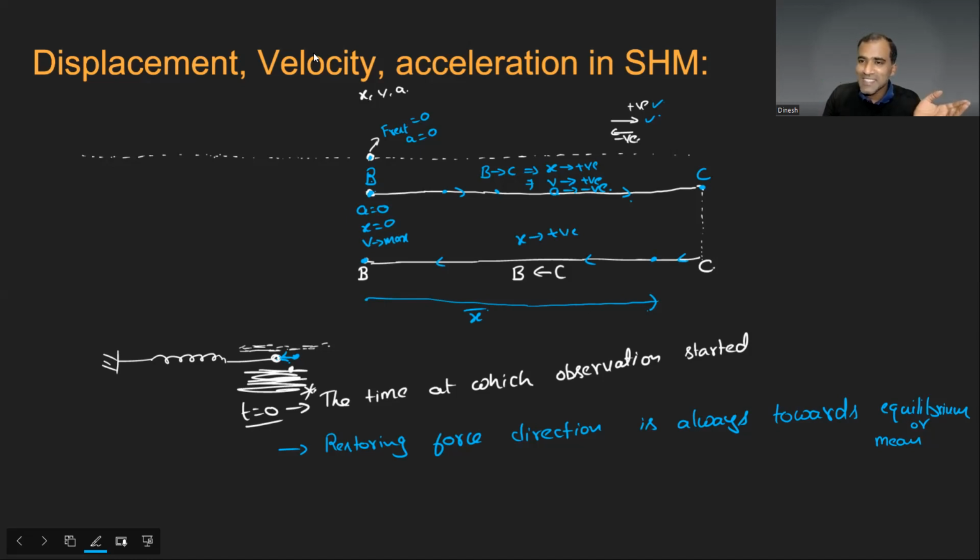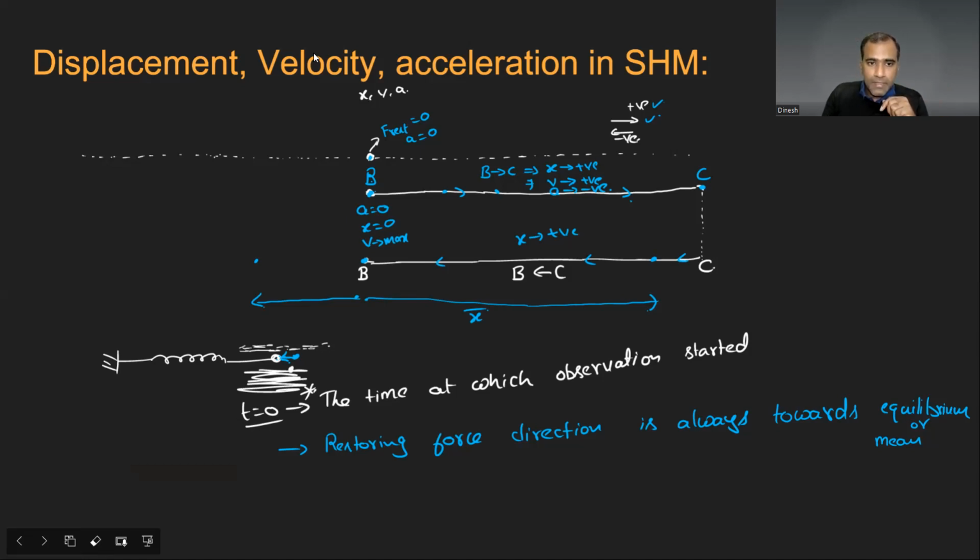Similarly, for left side points, if you take some point here, this is the initial point and this is the final point. Join an arrow, a vector. This is the initial point of the vector, from where we measure the displacement. This is the point at which you want to measure the displacement. So displacement is negative. On the left side of the equilibrium, displacement is always negative for any point.